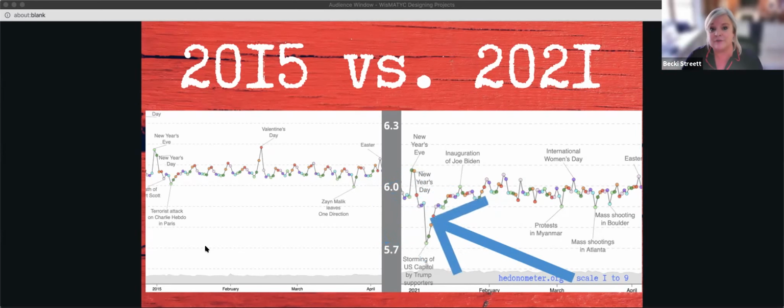Maybe back in 2015, people didn't take Twitter as seriously, and so it was more for entertainment purposes. Now people use it for news more. But it's a really interesting way to get students to think critically about what this type of data could possibly represent.